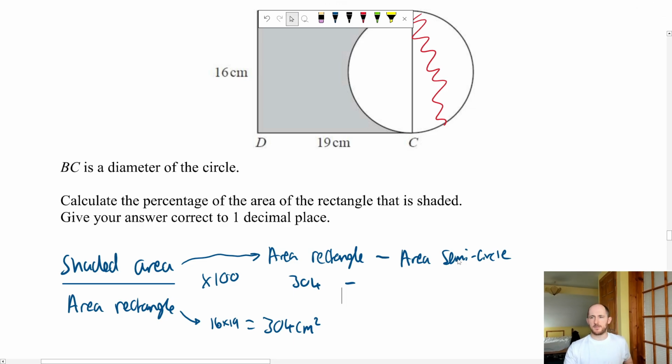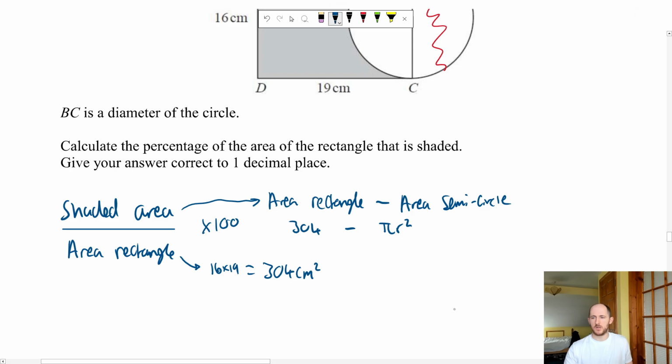Now how do you work out the area of a semicircle? Well, what's the area of a circle? It's pi r squared, right? Yeah? But this is a half of a circle. This is a semicircle. So all we do is we half it. Actually no, I'm not going to write it like that. So what would the area of the semicircle be?